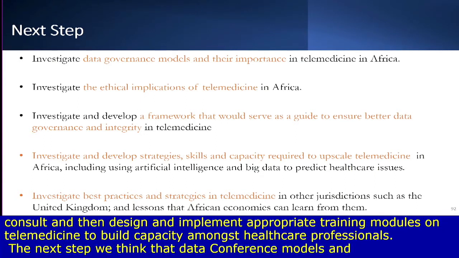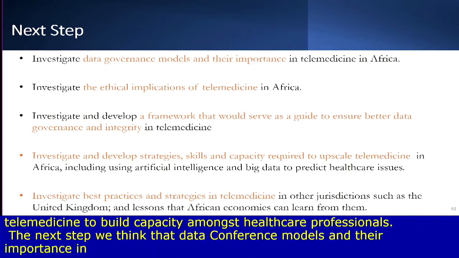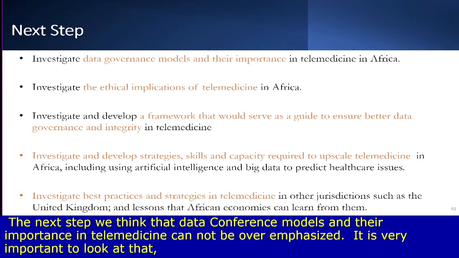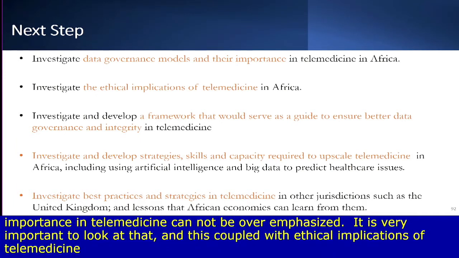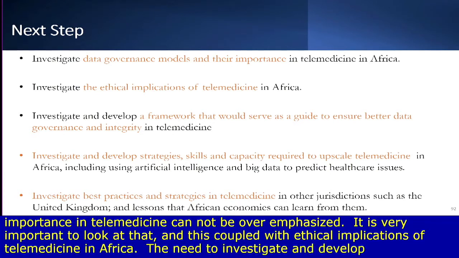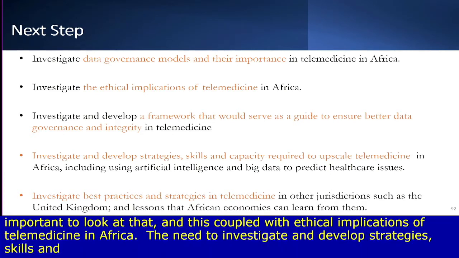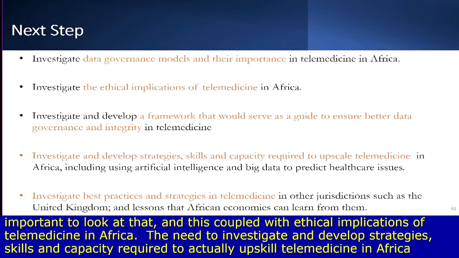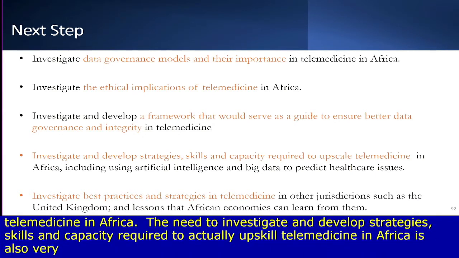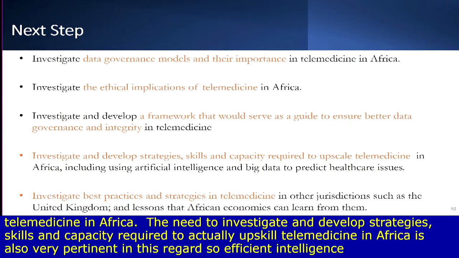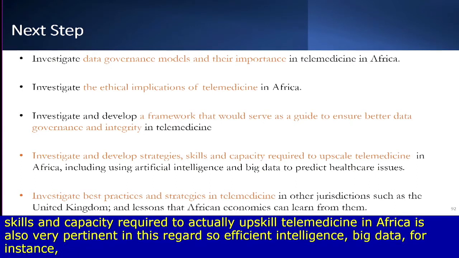It is really important to look at that. And this must be coupled with the ethical implications of telemedicine in Africa. The need to also investigate and develop strategies, skills, and capacity required to upskill telemedicine in Africa is also very pertinent in this regard. And so artificial intelligence and big data, for instance, can be leveraged to predict healthcare issues and also encourage resource allocation in the healthcare sector.